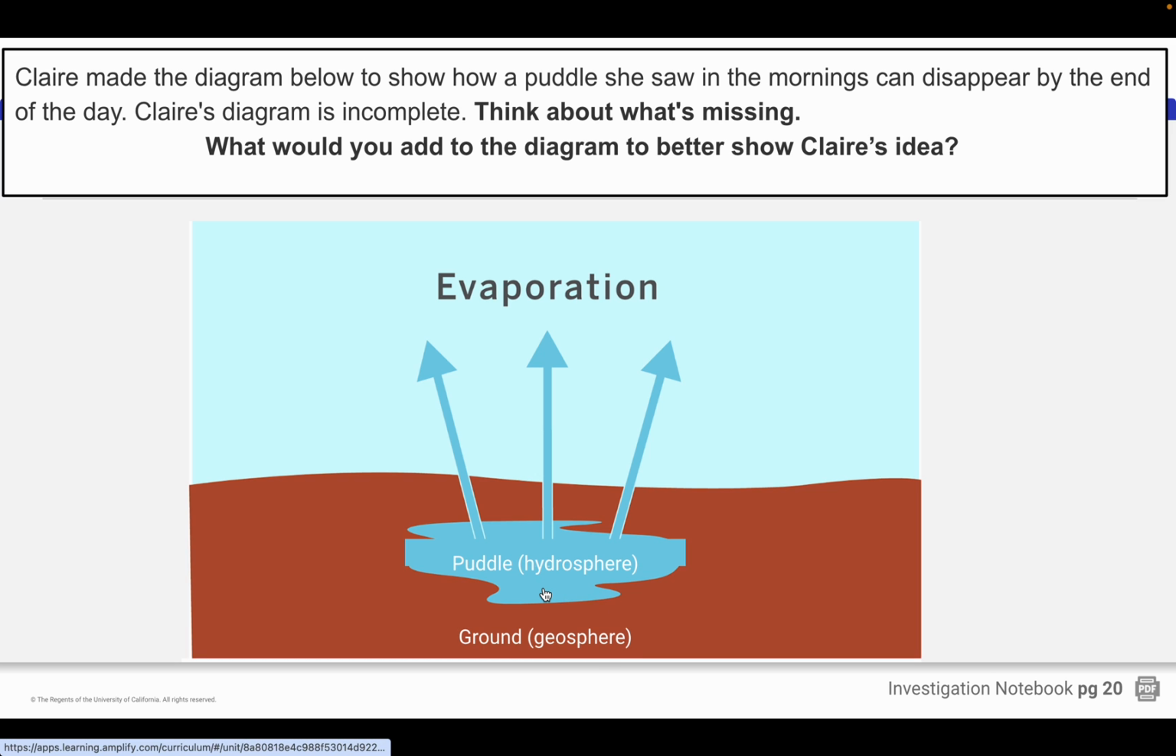The puddle, because it's liquid water, is part of the hydrosphere. So the part of the diagram that's missing is some kind of label about the atmosphere, that the liquid water is turning to water vapor, and that goes into the atmosphere. So that's the thing that you need to add, or that you would change.